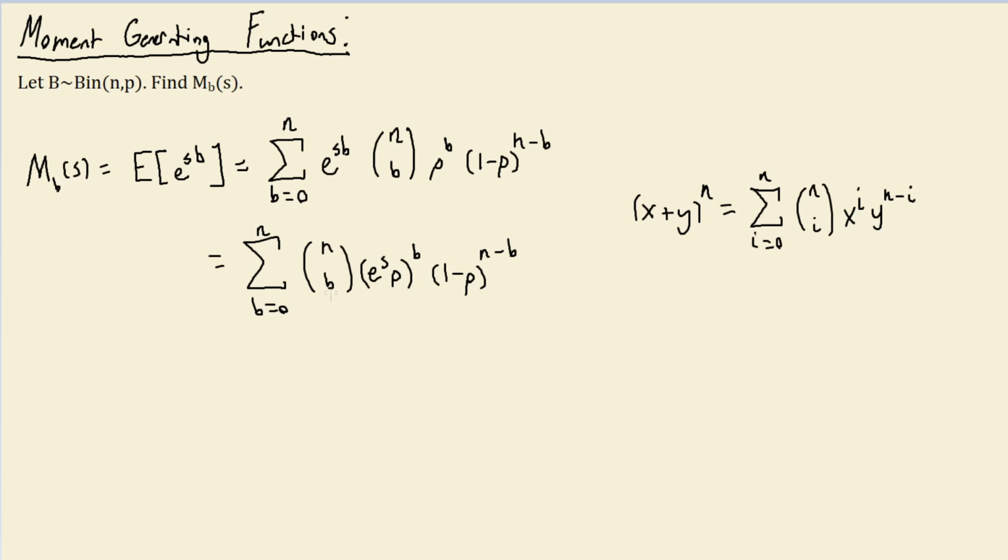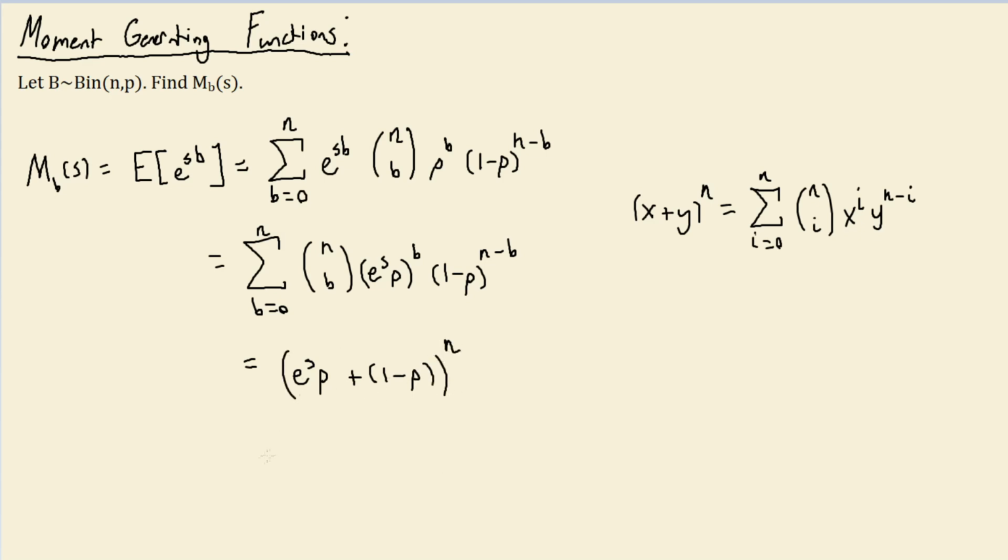The only thing that's changed here is the index and the variables. They're just expressions at this point. But what this allows us to do is convert it into this format, which is a lot easier to work with. And so here, this would be our x, and this would be our y. And so we could say that this is just equal to (e^s p + 1 - p) all to the power of n.